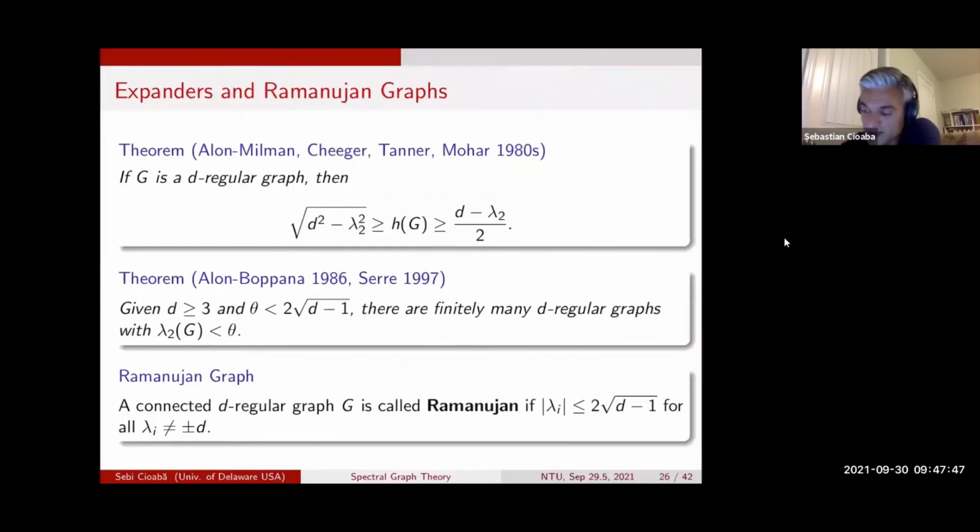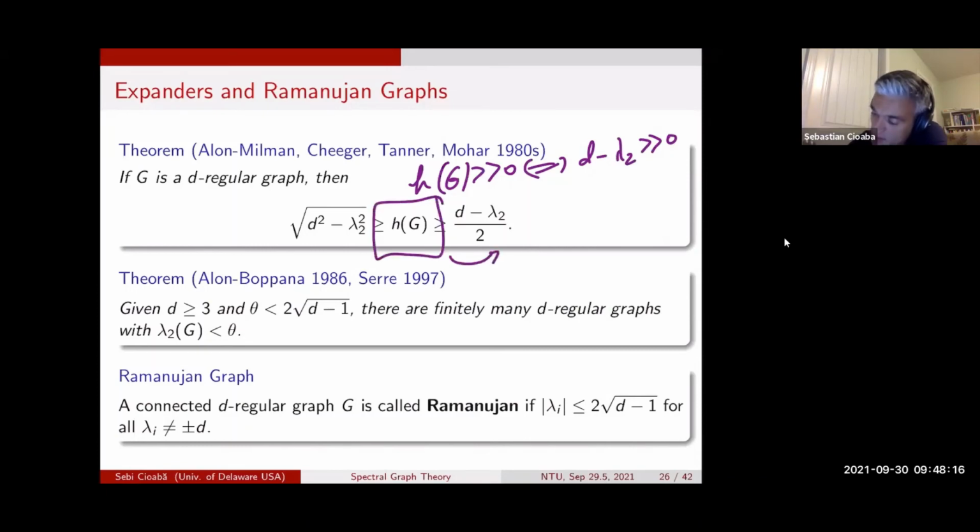Now, in the 80s, this was made precise by these results of Alon, Milman, Tanner, Mohar, Cheeger, and so on. And the way you should regard this result is that it says that h of G is bounded away from 0 if and only if d minus lambda 2 is bounded away from 0. Okay, so then the question becomes, this parameter h of G is actually difficult to compute. It's NP-hard or co-NP-hard, I forgot, but it's difficult to compute. But the eigenvalues are easier.